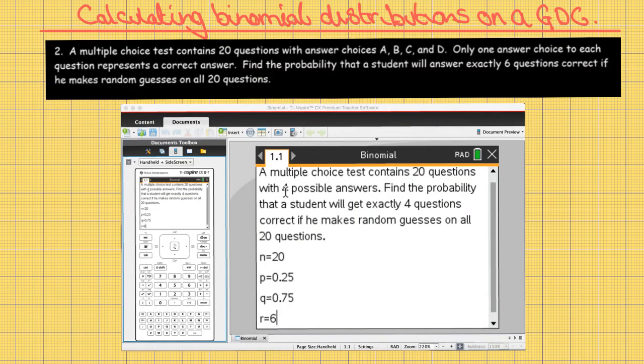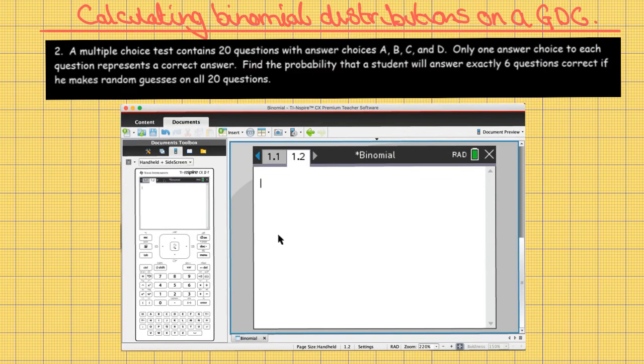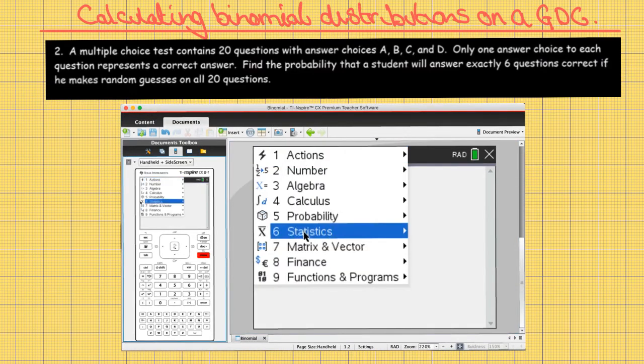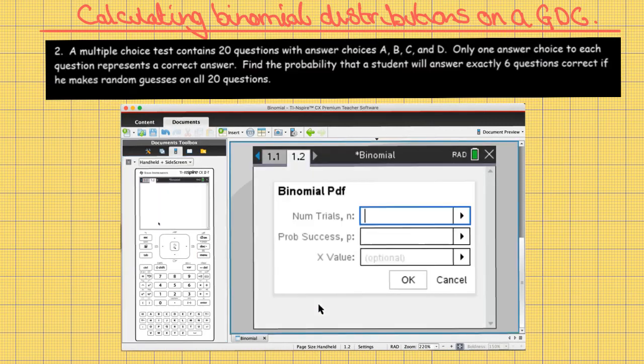Calculating binomial distributions on a GDC, TI Nspire CX. A multiple choice test contains 20 questions with 4 possible answers. Find the probability that a student will get exactly 6 questions correct if he makes random guesses on all 20 questions. N equals 20, P equals 0.25, Q equals 0.75, and R equals 6. Open a calculator page. Go to Menu, 6, 5 Distributions, and Binomial PDF.